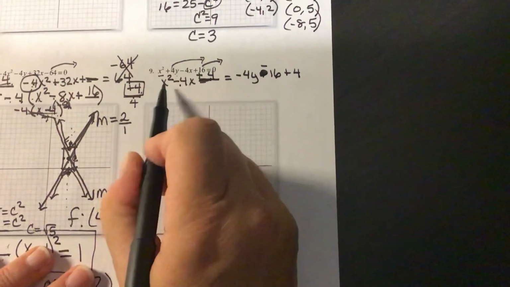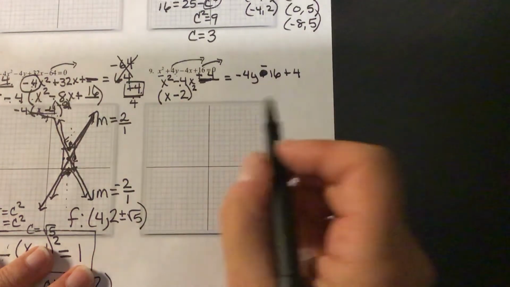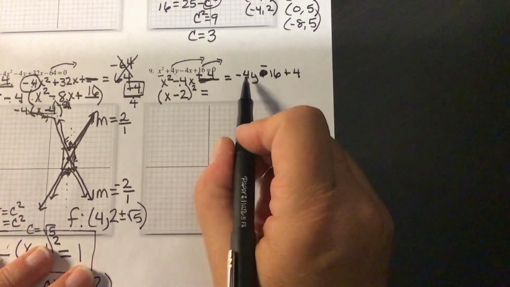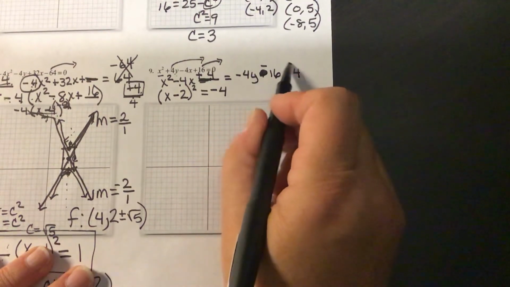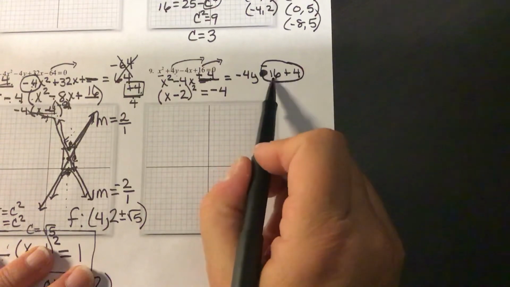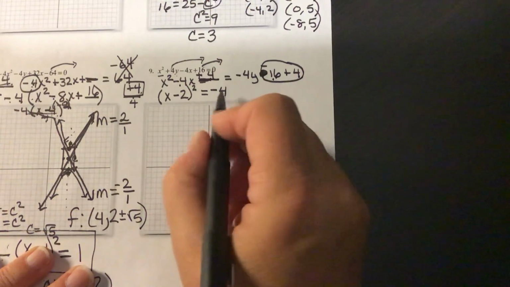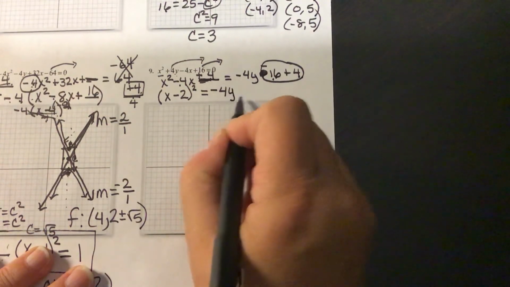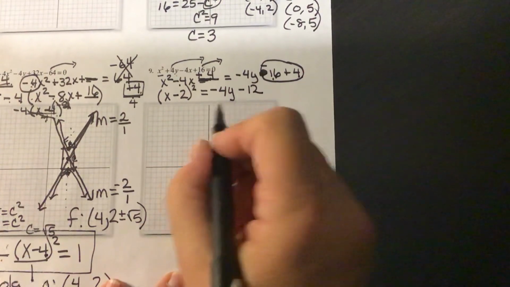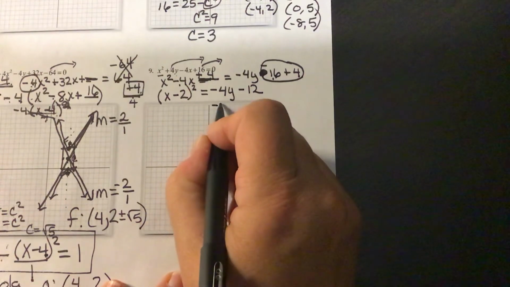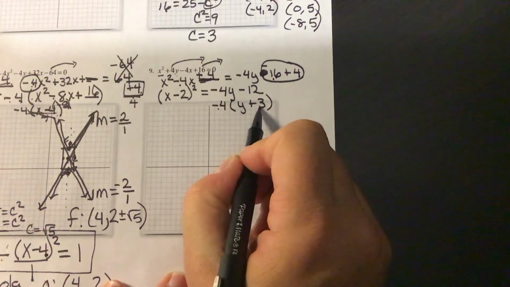I'm going to factor. So this is x minus 2, quantity squared. And on this side, I'm going to have negative 4 times, and then if I combine this, I'm going to have negative 16 plus 4 is negative 12. So this is minus 4y minus 12. And technically here I can factor out a negative 4. So this would be negative 4 times y plus 3. Negative 4 times positive 3 is negative 12.